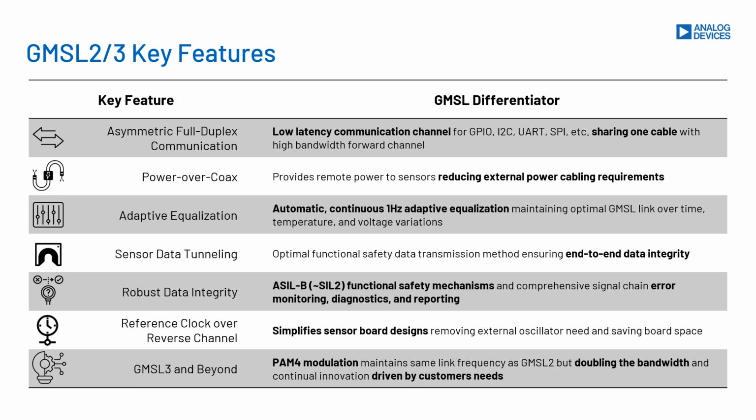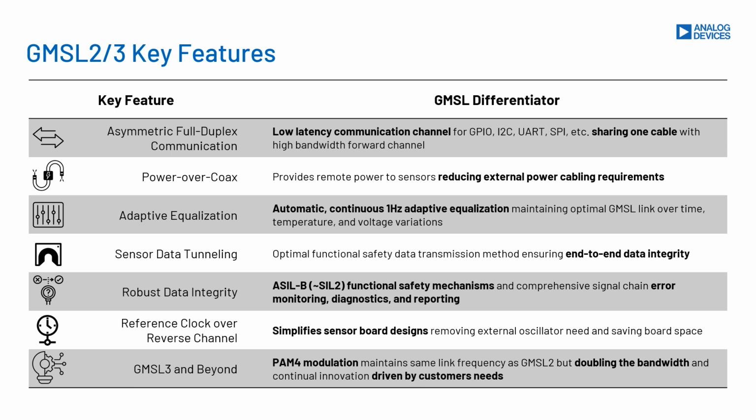The GMSL2 and 3 links have an adaptive equalization feature. It automatically adapts the equalizer setting from the transceiver every second. So if your system starts from cold and runs in a hot environment, you don't have to worry about link loss because the initial setting is wrong.